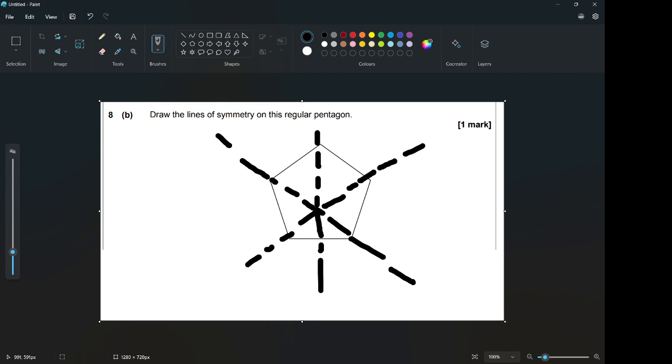Are there any other lines of symmetry, guys, on this? Are there any other lines of symmetry? So I'm counting three. Are there any others, guys? Let me know. So I'm counting three here.